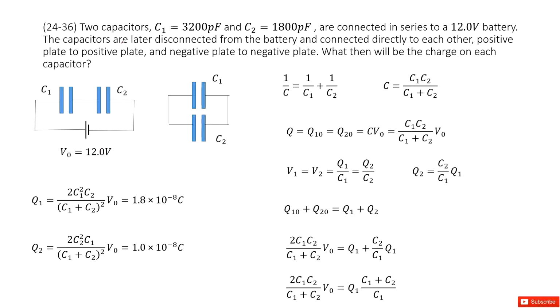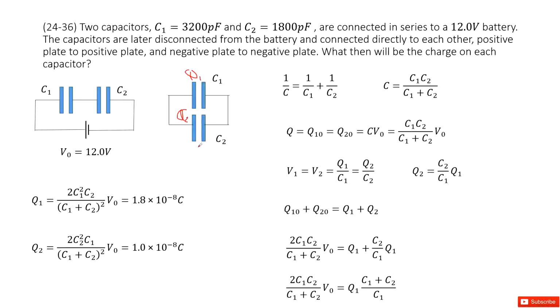Now, the capacitors are later disconnected from the battery and then connected directly to each other, positive to positive and negative to negative, which becomes a parallel connection. It asks what the charge on each capacitor will be. So we need to find Q1 and Q2. This is how it works, right?